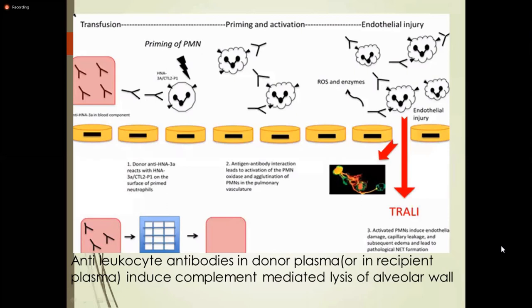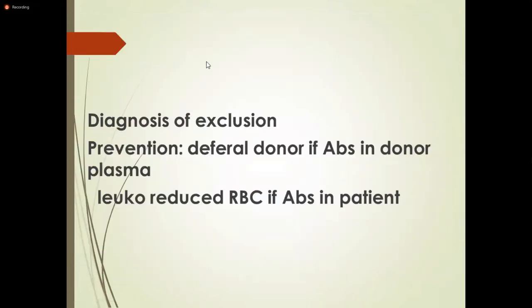Okay, so basically the neutrophils are primed. Here neutrophils are primed and the antibodies in the donor plasma get attached to the neutrophils. Basically these are HNA antibodies. Important thing to know is that these neutrophils induce endothelial damage, capillary leakage and subsequent edema, and lead to pathological NET formation in the lung vasculature, the pulmonary vasculature. So the patient will present with signs and symptoms of lung injury. So basically it's a diagnosis of exclusion. Prevention: deferral of donors with antibodies in the donor plasma, leukoreduced RBCs.